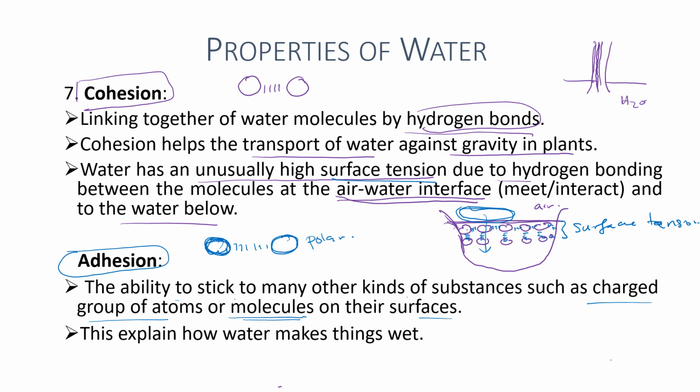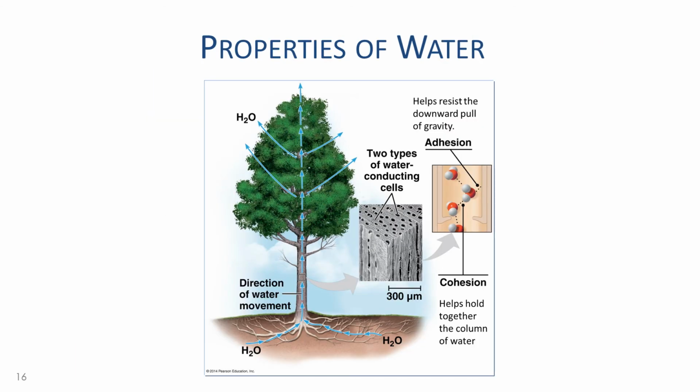So this explains how water makes things wet. It is the attraction between a water molecule and another molecule that is charged or polar, so it makes things look wet. Here we can see the application of the concepts of cohesion and also adhesion. So water in the soil can move up a tree.